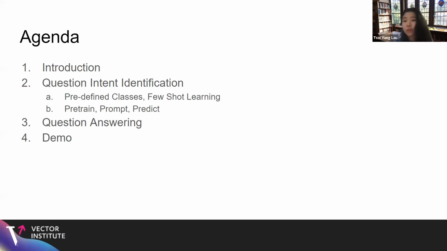To start off, we will give you a quick introduction to what the Neural Agent Assistant for customer service support is. Then we're going to talk about question intent identification, which is broken down into two sections: predefined classes on top of few shot learning, as well as pre-trained prompt and predict. Then we're going to talk about question answering and give you a demo on the different models that we have trained, as well as an end-to-end pipeline.